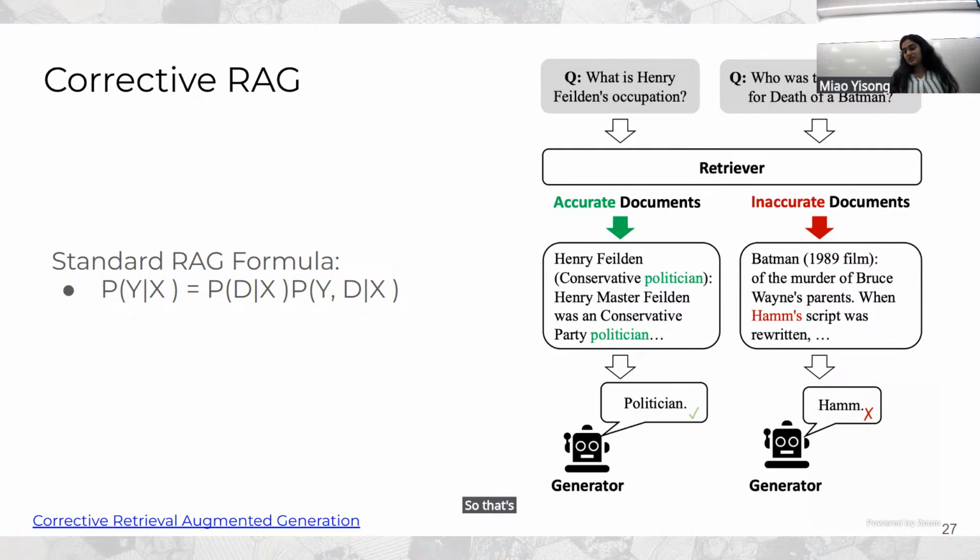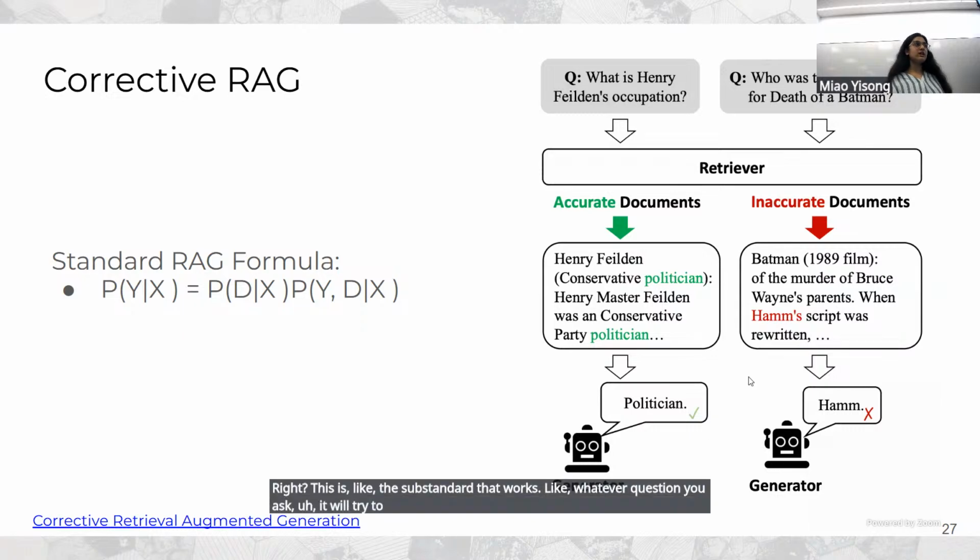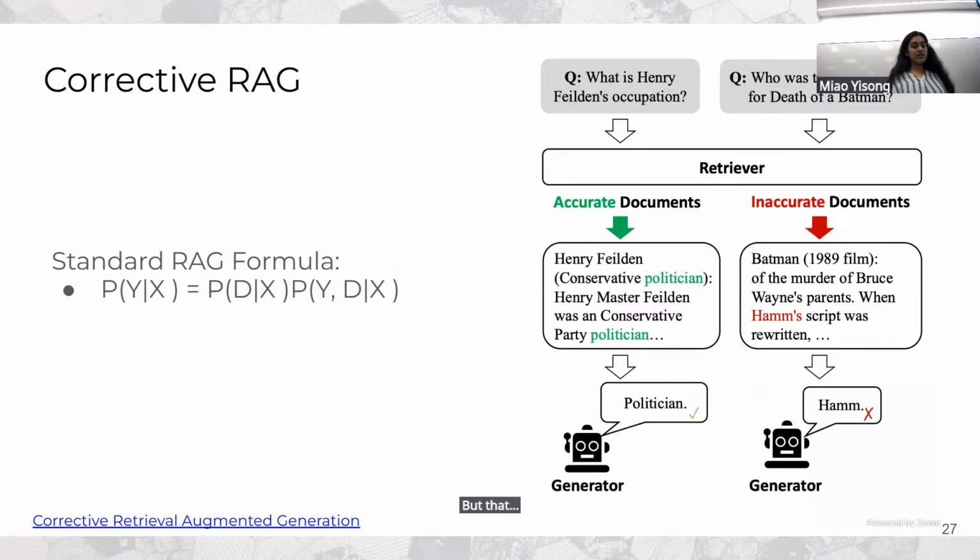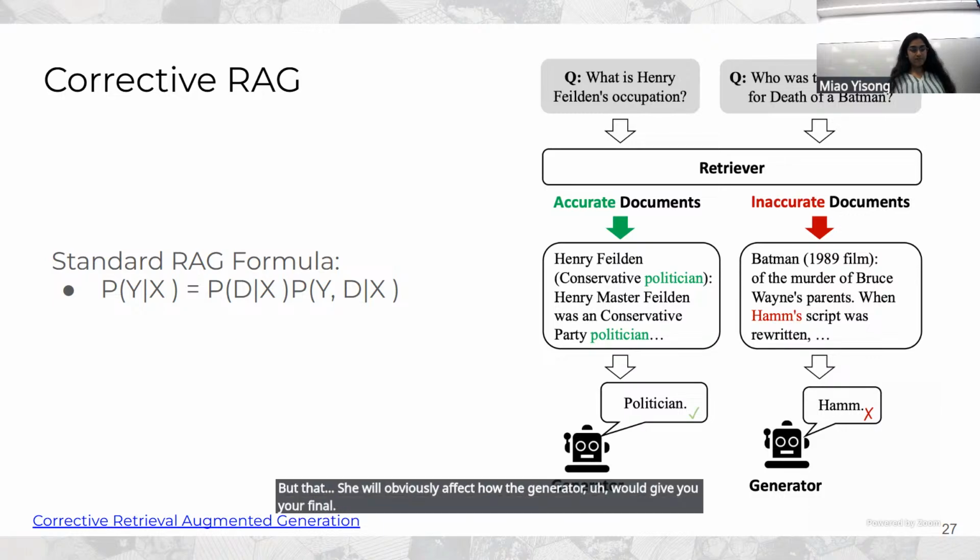So there's this other concept called corrective RAG, where you add an evaluator layer to check that whatever information you retrieve is correct. This is how standard RAG works: whatever question you ask, it will try to retrieve documents close to it. It may not always be right, but that retrieval obviously affects what the generator gives you as the final answer.